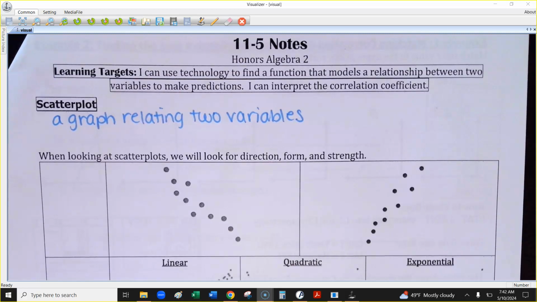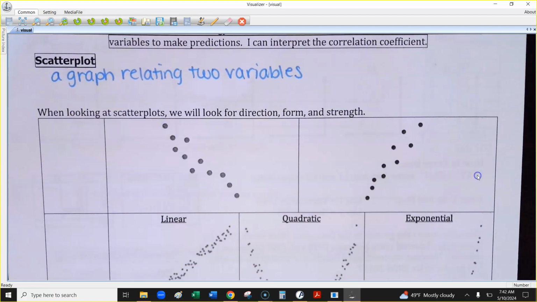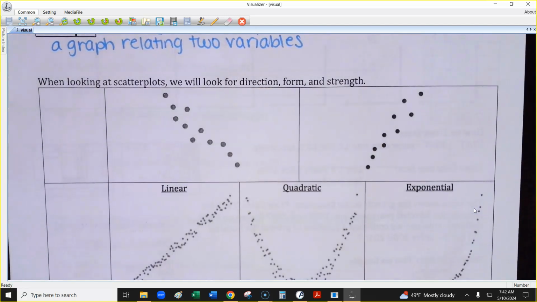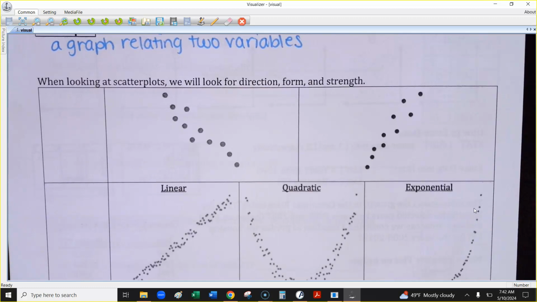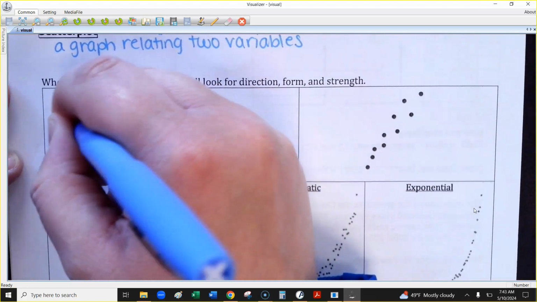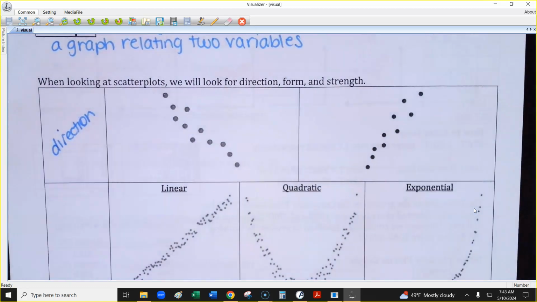So each one of these is going to be a little example of a scatter plot. Now, I'm going to go through three things that you would use when you look at your data to decide what model you are using. It's called direction, form, and strength. The first one, this little row, is to emulate the direction.